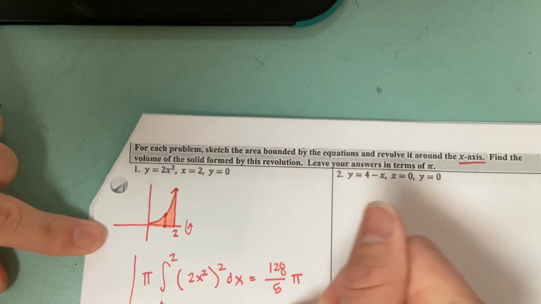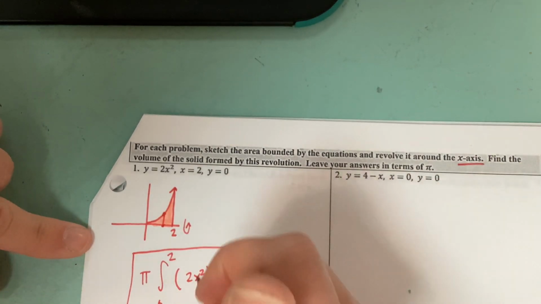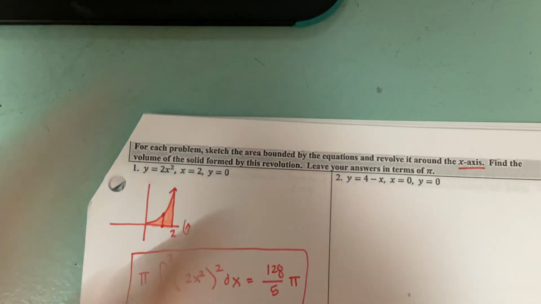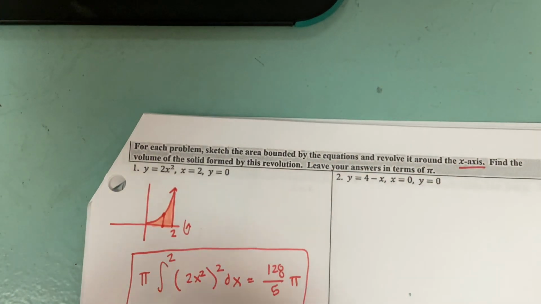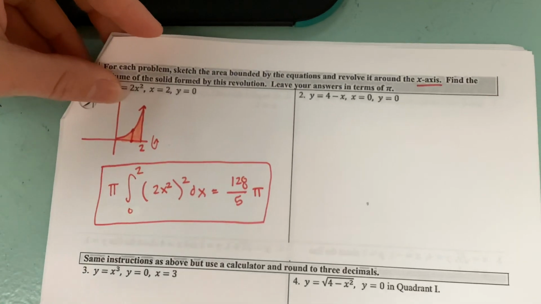So remember, if you want to leave this in terms of pi, just don't type pi in, and then you'll just put it in your answer in the end. This looks like a 6, but it's actually a 0. I don't know if that made it better or worse.